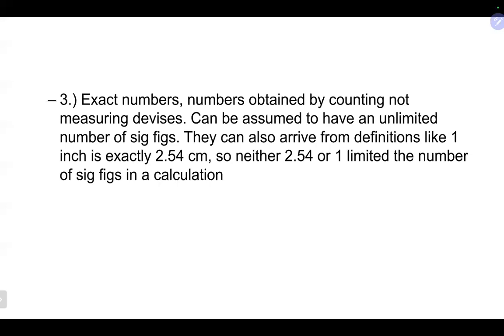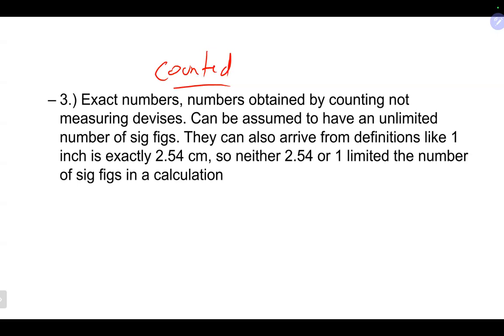So for example, if I have these pens on my desk here, I'm not going to do some type of experiment to figure out how many pens I have. I'm just going to simply count them. So that is one way that exact numbers are reached, and they are determined by counting. So anything that is just counted, not really measured, is considered an exact number.